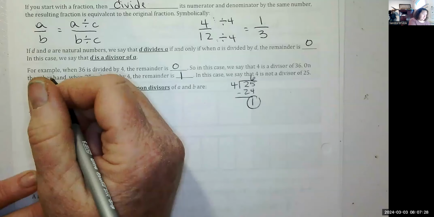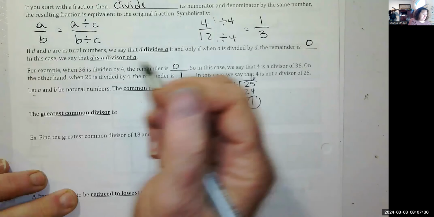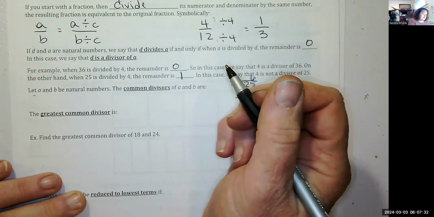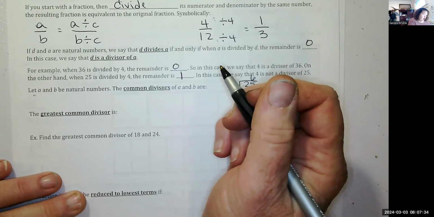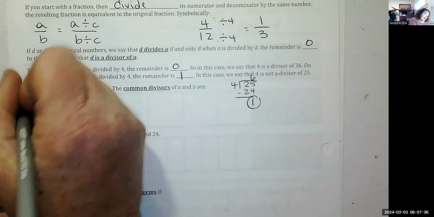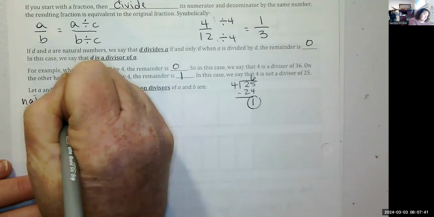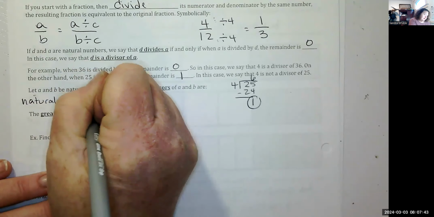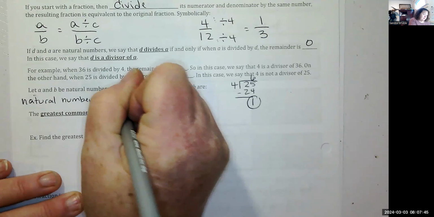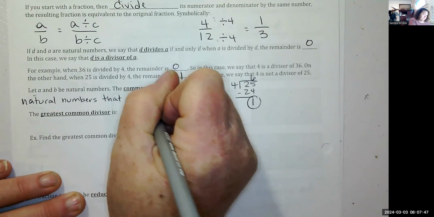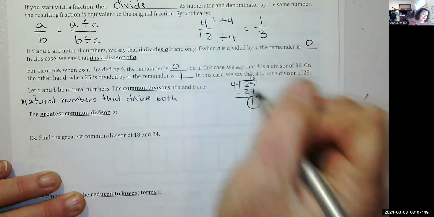All right, so let's go with the definition here. Let A and B be natural numbers. The common divisors of A and B are natural numbers that divide both A and B.